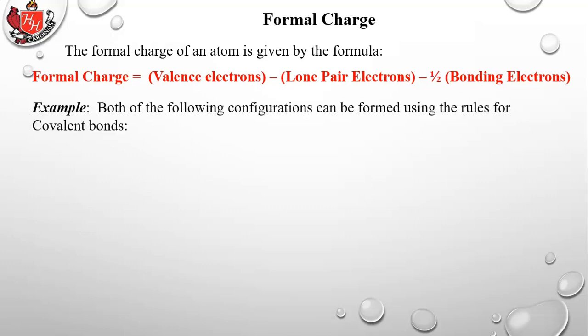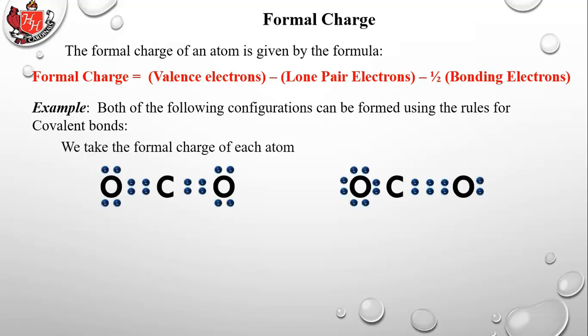So example. Both of the following configurations can be formed using the rules of covalent bonds that we learned in the last lesson. If you take a look at those two molecules, both of them use 16 valence electrons. That's how many are contributed by 2 oxygens and 1 carbon. And they all have full octets. Every atom has a full octet. So both of those particular configurations of a carbon dioxide molecule meet both of the rules that we learned about in the last lesson. So how do we know which one is actually going to be formed in nature?